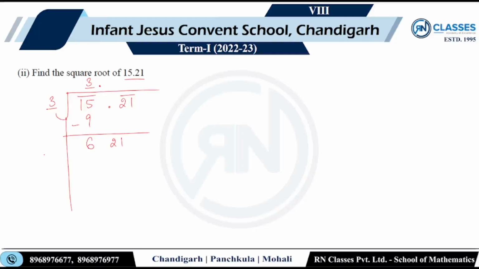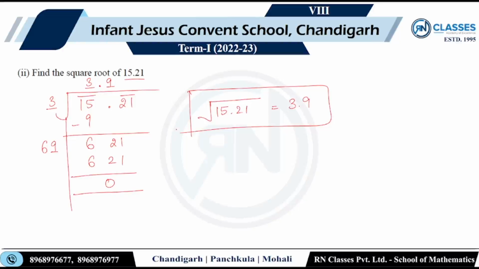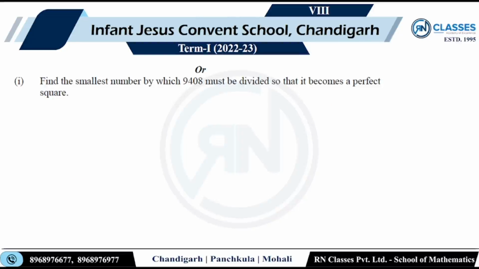Double of 3 is 6. Here and here the number should be the same. And I know the number that would be 9. This will completely divide this. So, the square root of 15.21 is equal to 3.9. Answer. Simple task, right? But a part is still remaining.